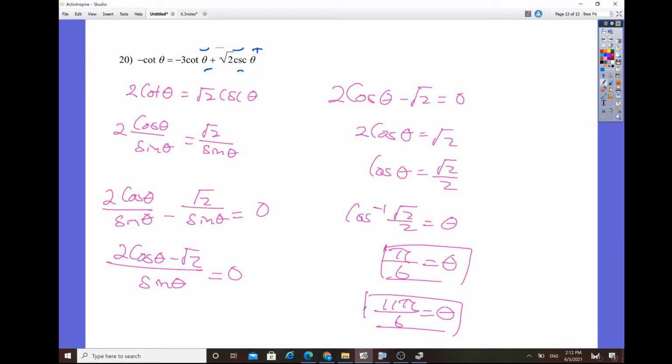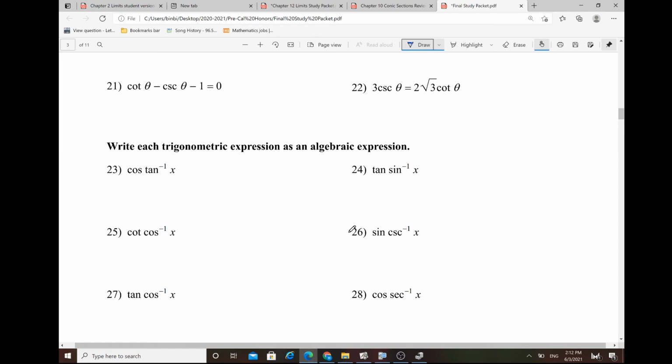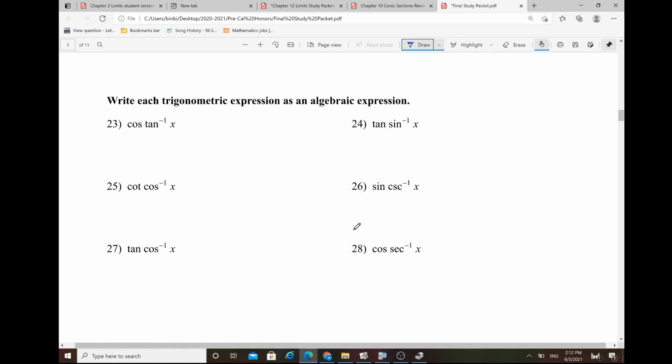Alright, and now let's see what else we have for the rest of this. The other one is writing a trigonometric expression as an algebraic expression. So we'll do one of those. This one requires the restrictions for the inverses. Okay, so we'll do 27.